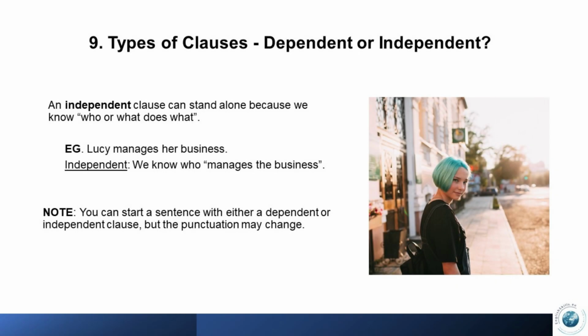Our second type of clause. An independent clause can stand alone because we know who or what does what. Example: Lucy manages her business. Why is this an independent clause? Because we know who manages the business. Note, you can start a sentence with either a dependent or independent clause, but the punctuation may change. We will look at this punctuation issue very soon.